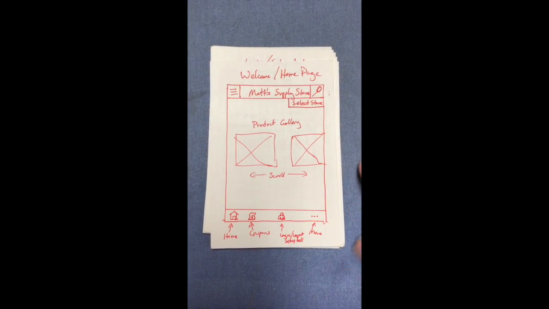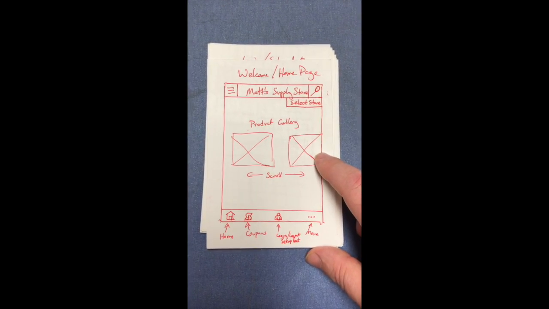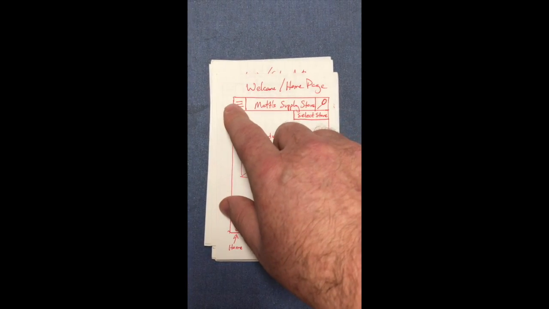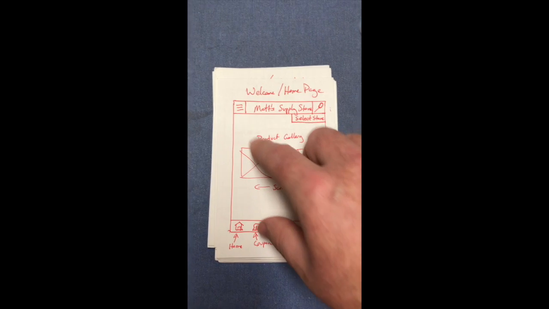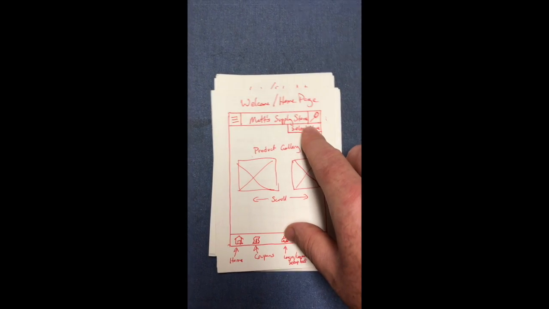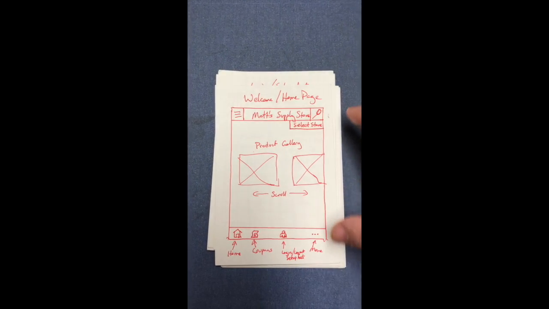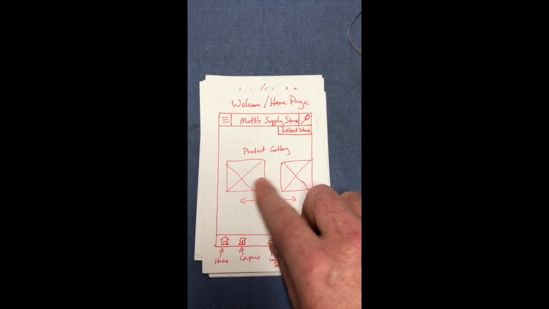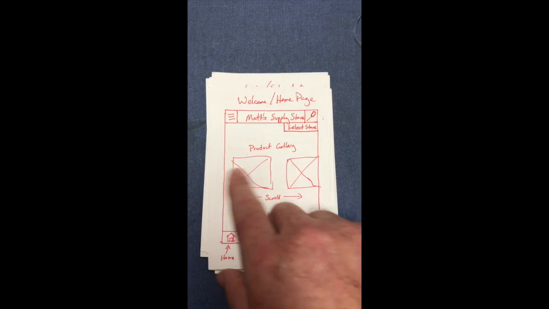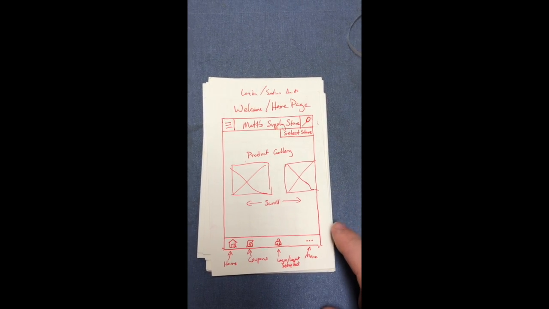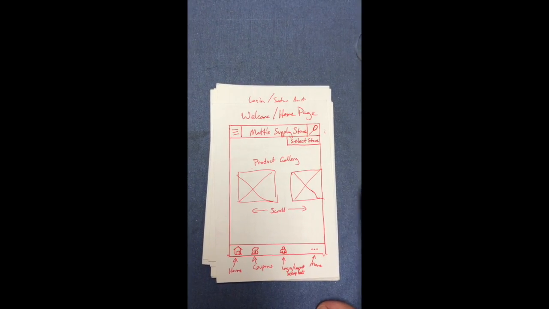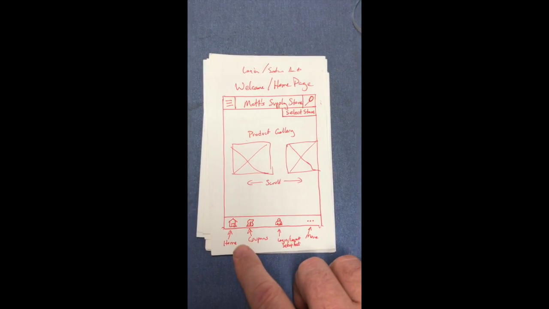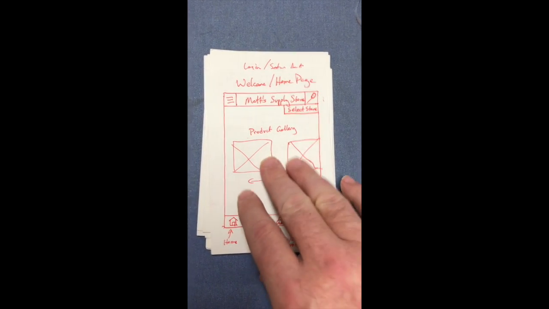So looking at this app, this is the welcome home page. Always will have Matt's Supply Store, the search button, and the hamburger menu, very functional hamburger menu up at the top, and then the ability to select the store so that you can actually see the items that are available at the store. Here you have a product gallery that you can scroll back and forth and look at different parts and different products that the store offers. And then here as well you have your quick buttons down here in the toolbar.